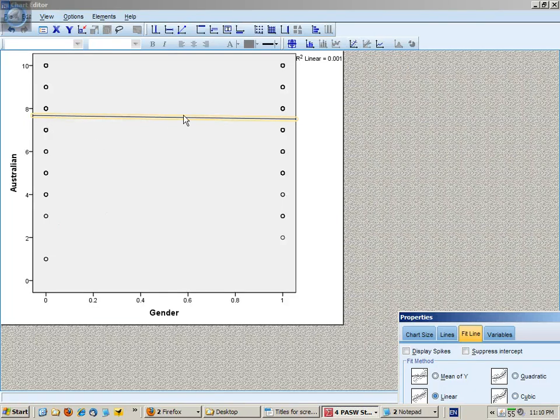which has a negative slope. These are our males, these are our females. So females perceive themselves to be slightly less Australian.